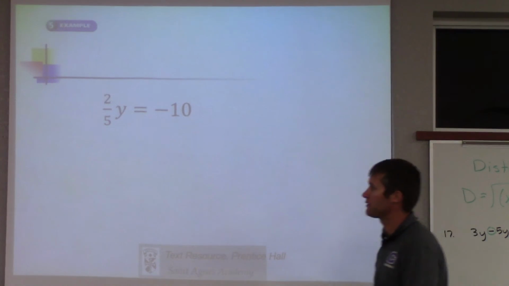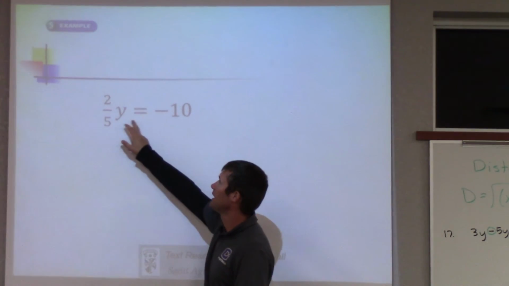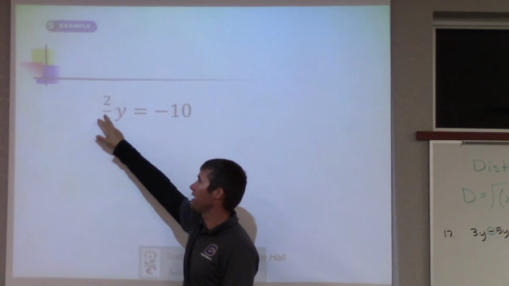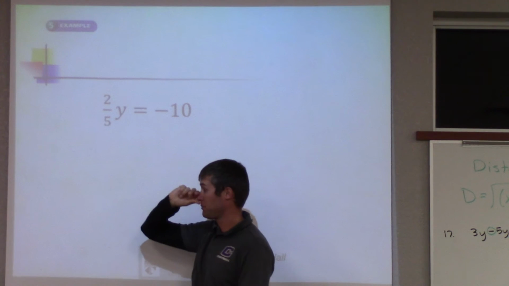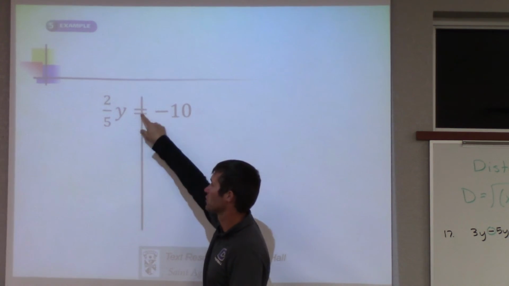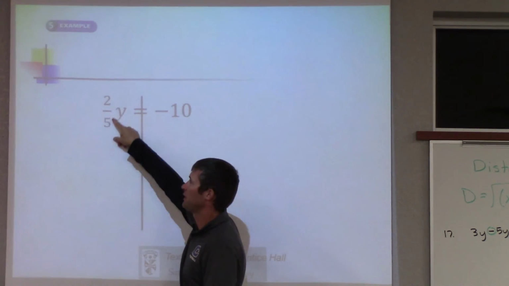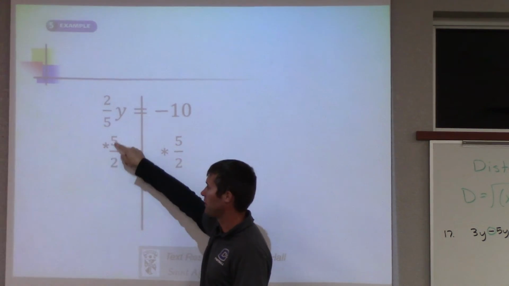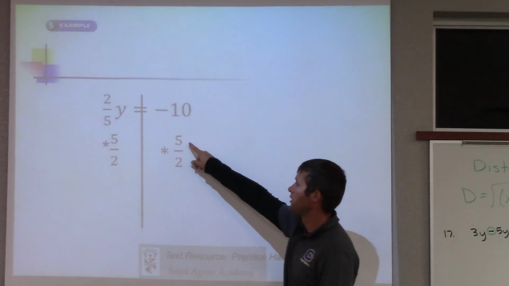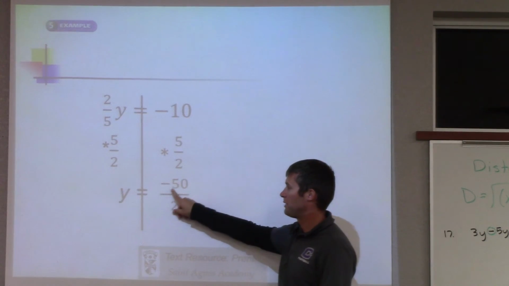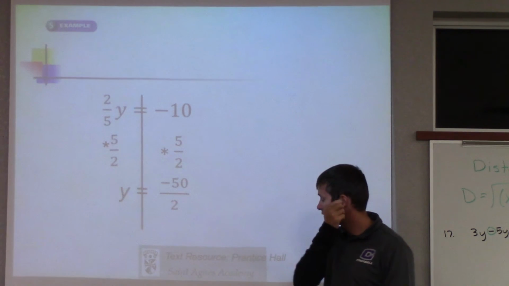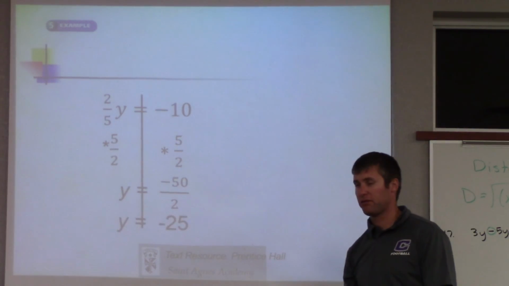Now we have 2/5 times y equals negative 10. Right now we're multiplying by 2/5, so we could divide by 2/5 or multiply by the reciprocal, 5 over 2. So draw your line. We get rid of 2/5 by multiplying by the reciprocal, 5 over 2. 5 times negative 10 would be negative 50. 2 times 1 is 2. Negative 50 divided by 2 would be negative 25.